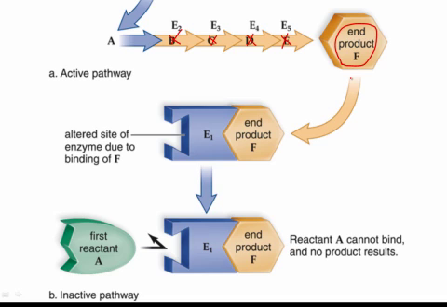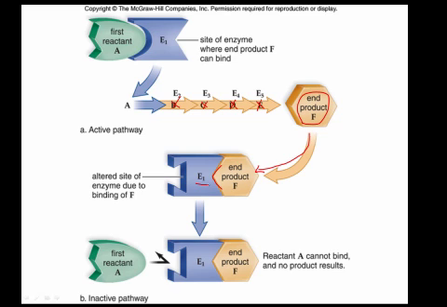And so what happens is end product F acts as the allosteric inhibitor for the very first enzyme in the pathway. If we shut down that first enzyme, we're going to shut down the entire pathway. So again, this is called feedback inhibition.